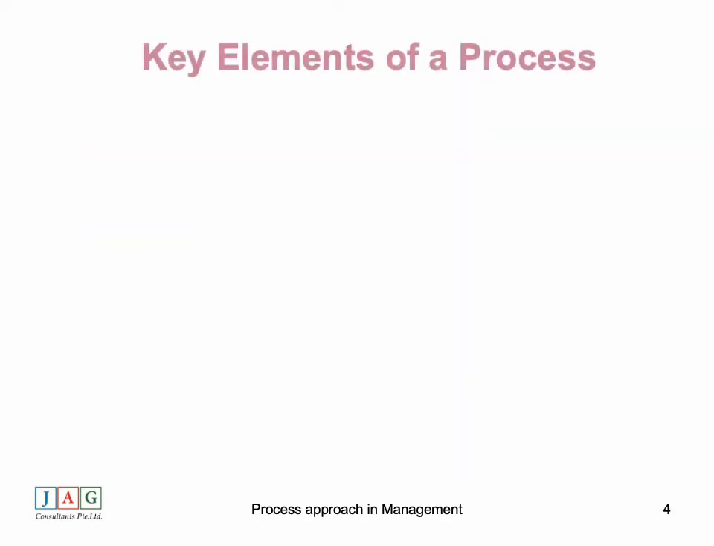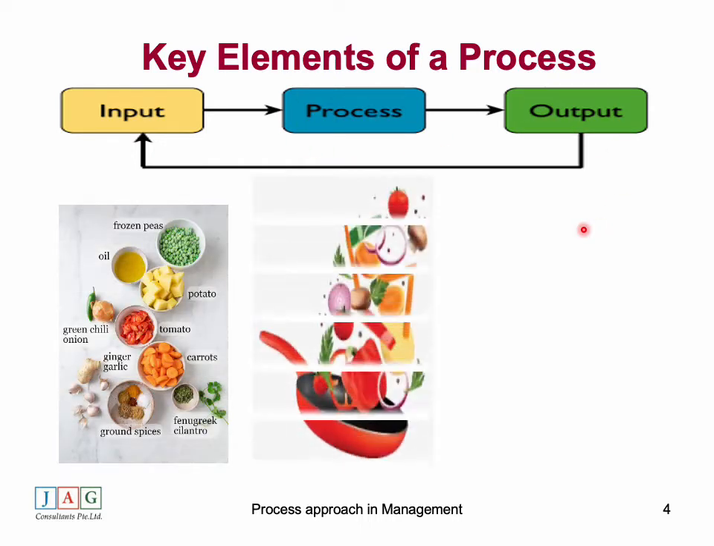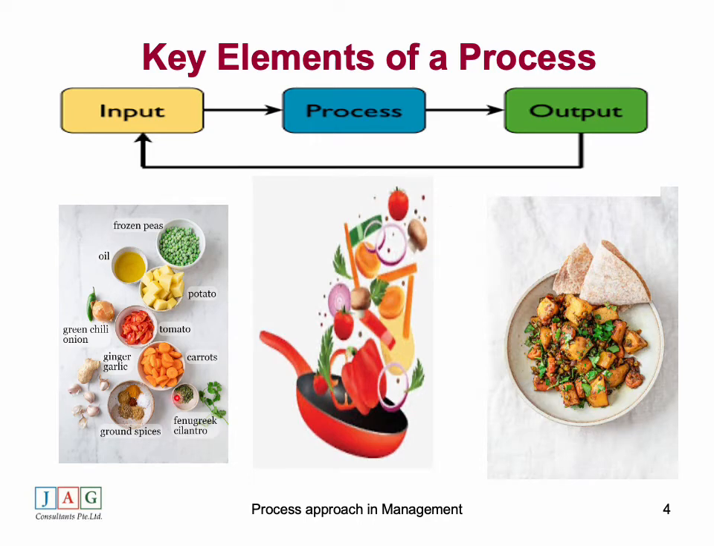Now let's look at what are the key elements of any process. Every process will have an input, the activity that's carried out, and an output. So for example, you want to prepare a dish. There are some ingredients required: frozen peas, oil, potato, tomato, green chilies, onion, garlic, carrots, fenugreek, spices, etc. That's the input required to prepare something.